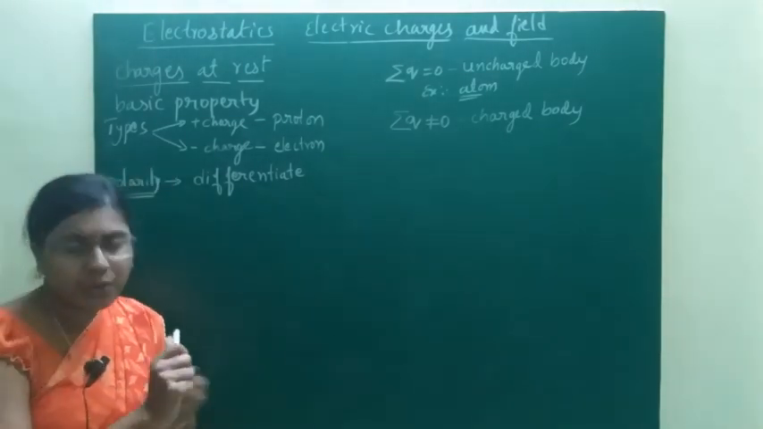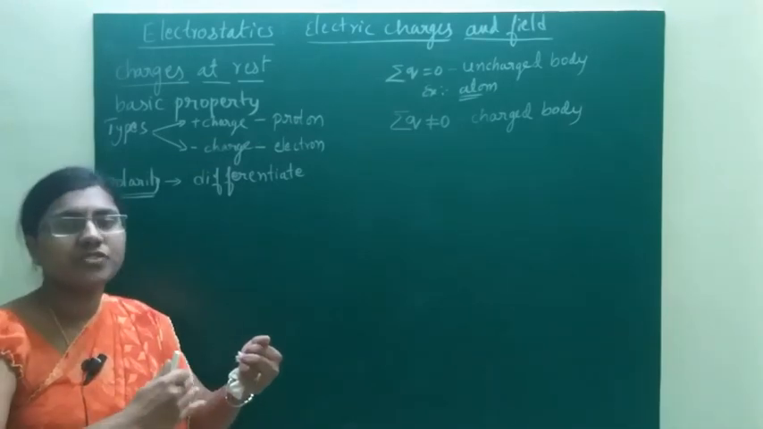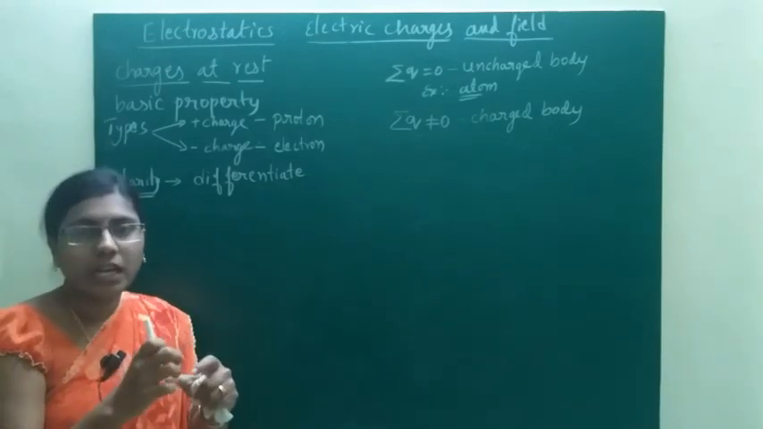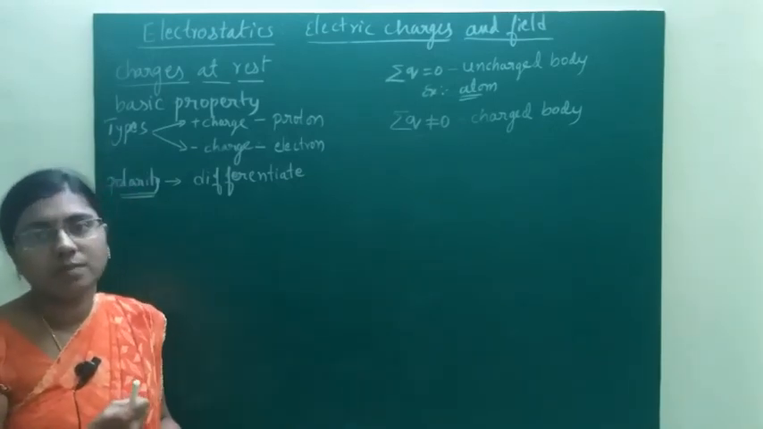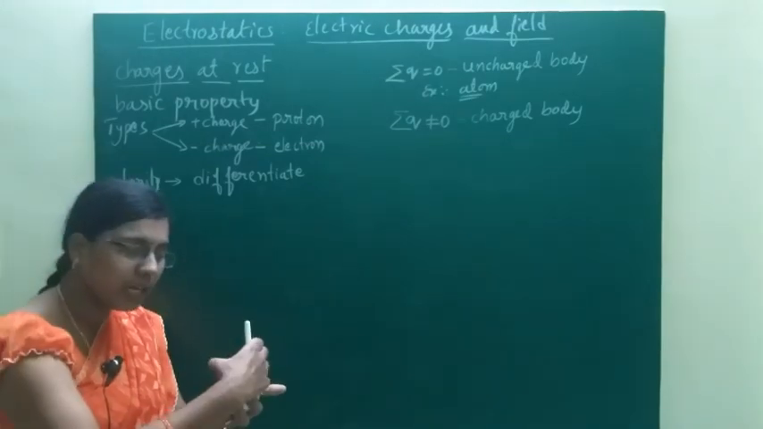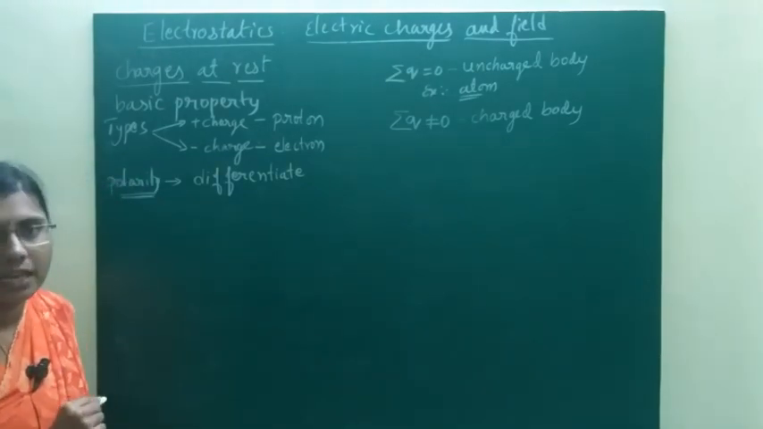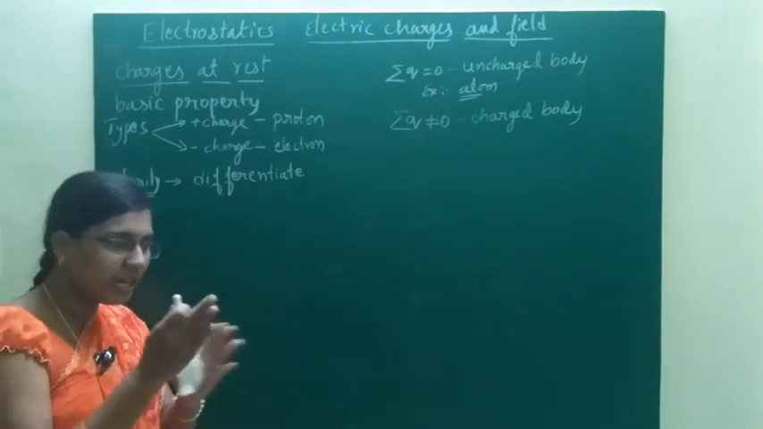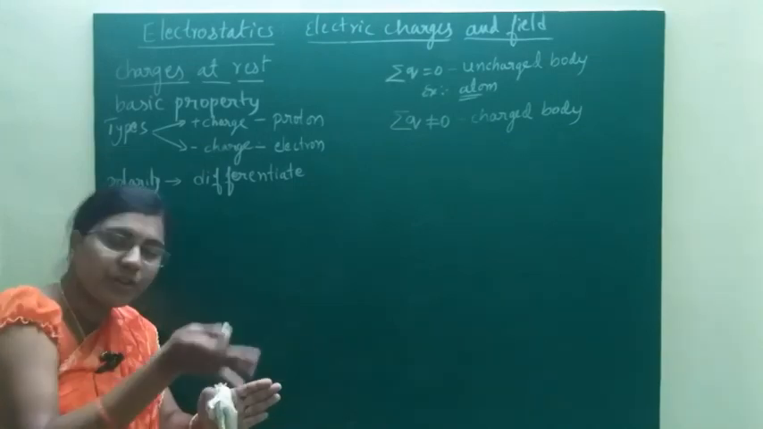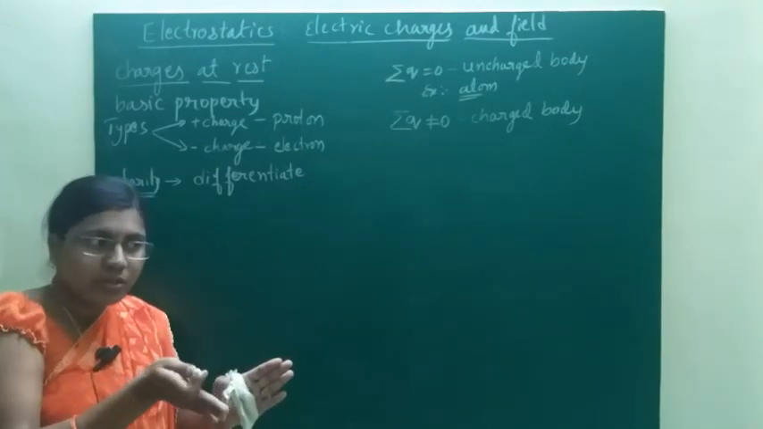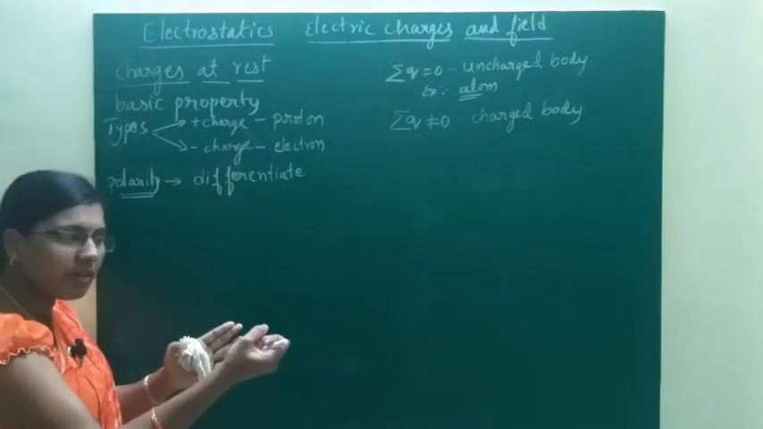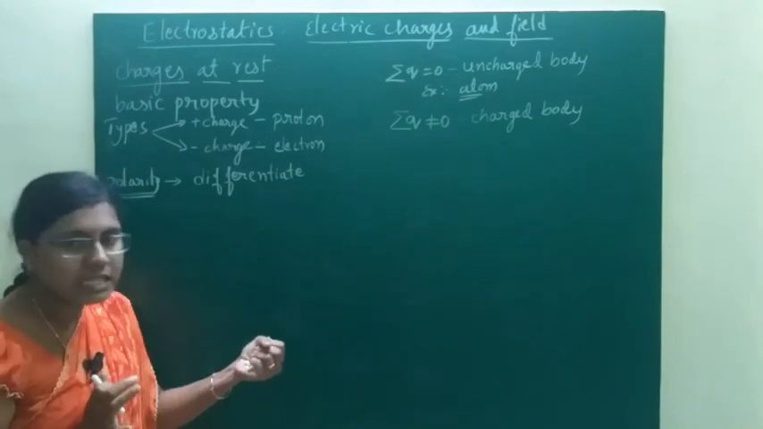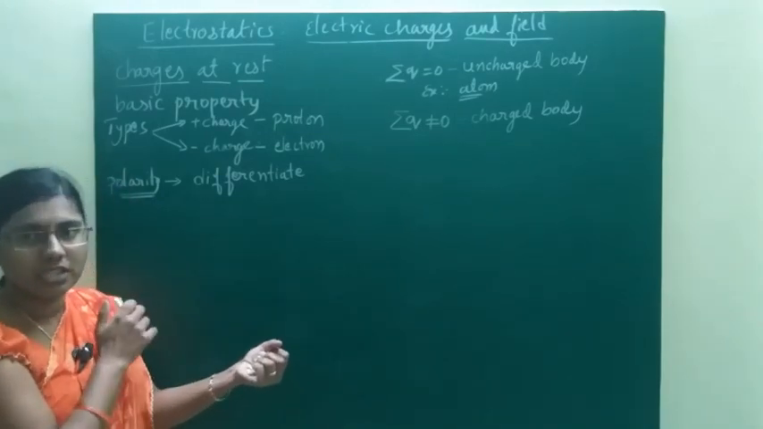Suppose you rub two bodies. The electrons will transfer from one body to the other body. The body that loses electrons becomes positively charged, and the body that gains electrons becomes negatively charged. During the rubbing process, electrons transfer from one body to another, so one body loses its electrons and becomes positively charged, and the other gains electrons, so it becomes negatively charged.